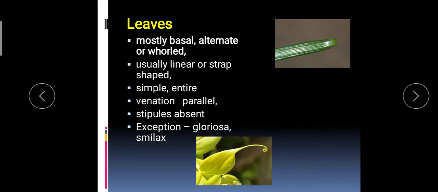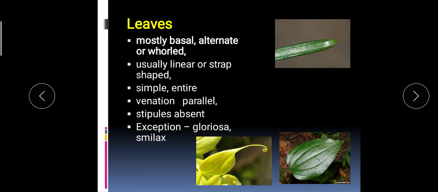See, look into this picture. This picture shows Gloriosa. So the tip of the leaf is modified into a tendril. You know what a tendril is? It's a small structure that helps to climb on a supporting system. And this leaf tip is modified into a tendril in the case of Gloriosa. This plant is common in our area. In Malayalam, it is known as Mendoni.